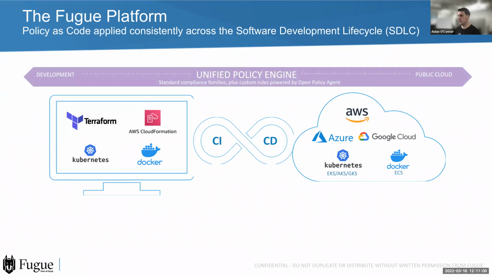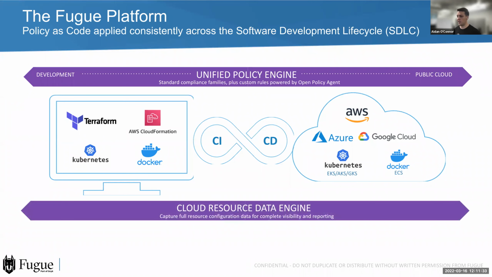So finally, the thing that unites all of these with Fugue is our unified policy engine. All of our rules apply, or can apply, where they do. For example, some rules will only apply to IaC, some only apply to runtime. But if a rule is able to apply to IaC or runtime resources, we are the only platform that has a unified policy engine with standard compliance families. And this is all written in Rego, which is the Open Policy Agent policy language.